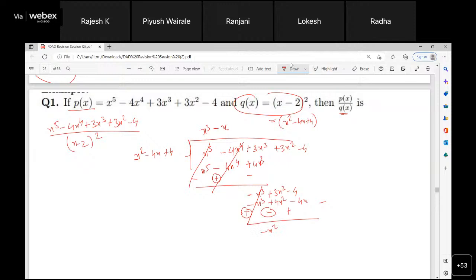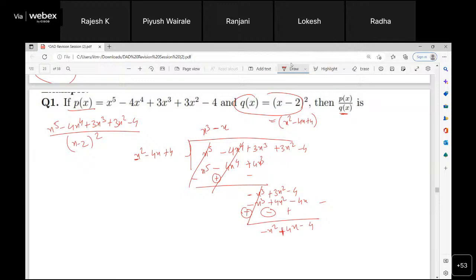Here you can see the x term is not available. It is a constant, right? So simply it is minus 4x and minus 4, right? Hello, are you getting it? Any doubt in this part? Yes. Plus 4x, a plus is there, plus 4x, right?